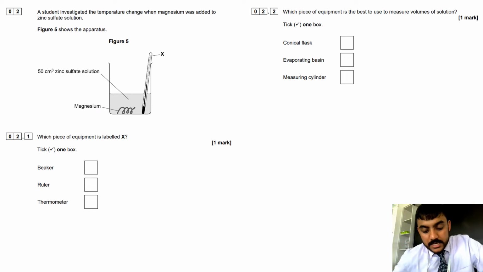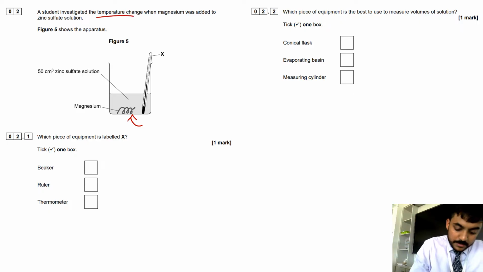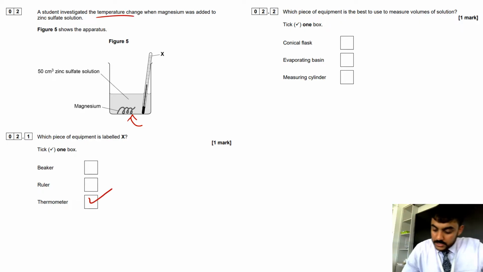A student investigated the temperature change when magnesium was added to zinc sulfate solution. So here's a strip of magnesium added to a solution of zinc sulfate. Which piece of equipment is labeled X? Well, they're asking to measure temperature change, therefore it's a thermometer.